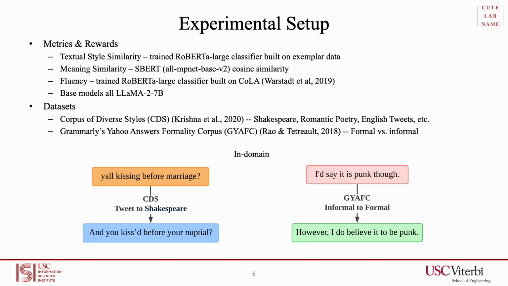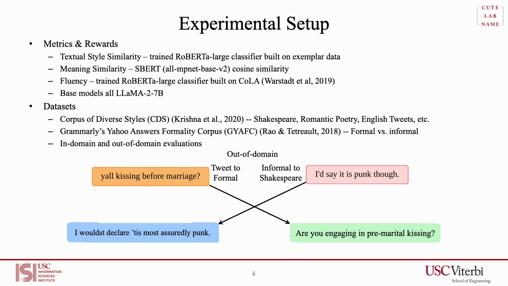And we're going to evaluate in two ways. One is what we call in-domain. What that just means is that we're going to choose an item from, say, one of the CDS styles and transfer it to another one, and then choose one from the GYAFC and transfer it to another one there. And then we're also going to do a cross-domain case where we choose the inputs from, say, CDS, like a tweet, but then do the transfer in the style of the other data set. So we go into formal, or we go from informal to Shakespeare.